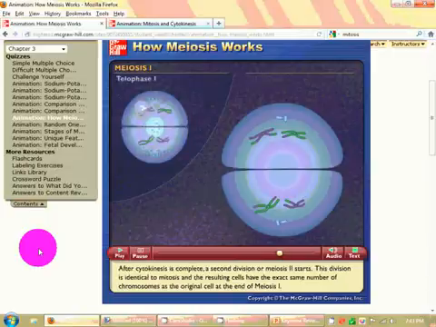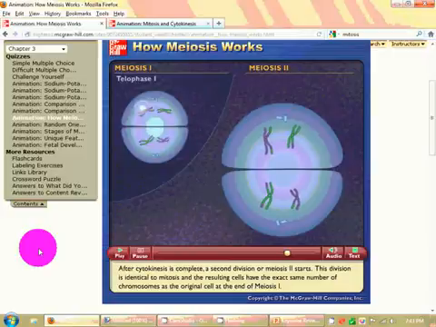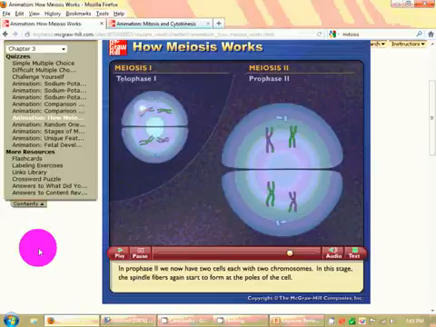After cytokinesis is complete, a second division, or meiosis II, starts. This division is identical to mitosis, and the resulting cells have the exact same number of chromosomes as the original cell at the end of meiosis I. In prophase II, we now have 2 cells, each with 2 chromosomes.